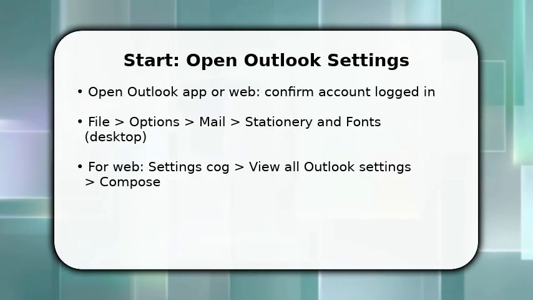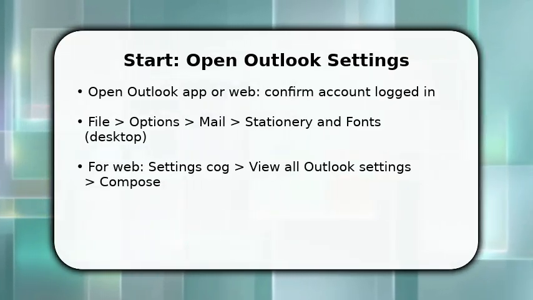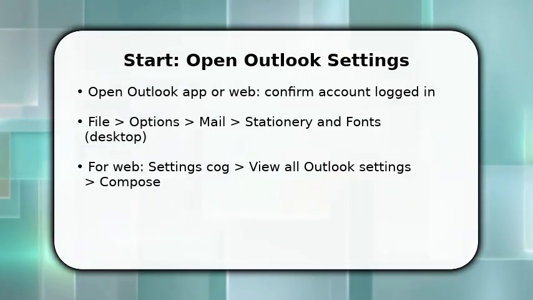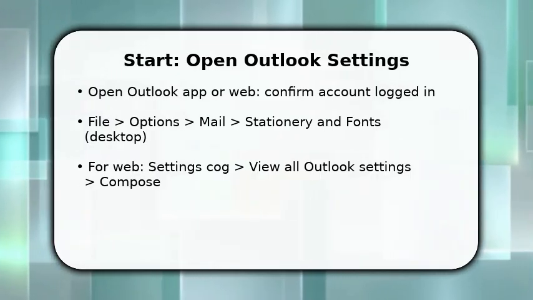You begin by opening Outlook and going straight to the relevant settings so you can change fonts consistently. On desktop, navigate File, Options, Mail, then Stationery and Fonts. This exposes message fonts for new, reply, and plain text.